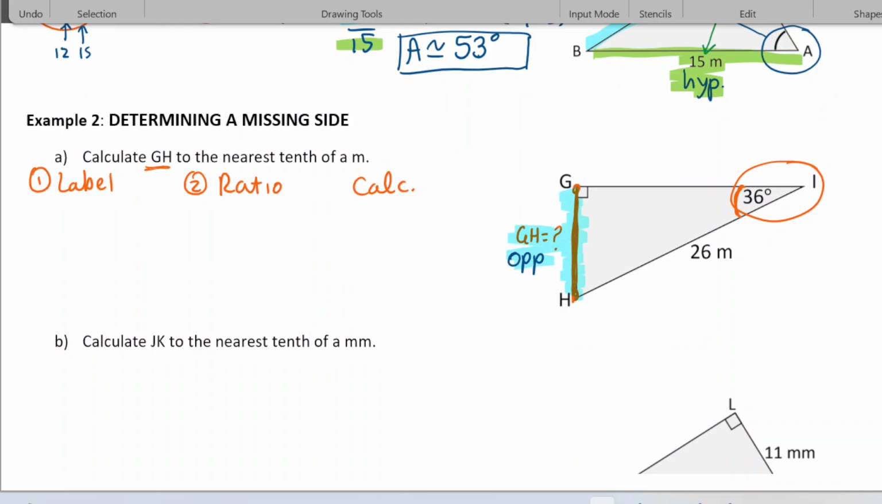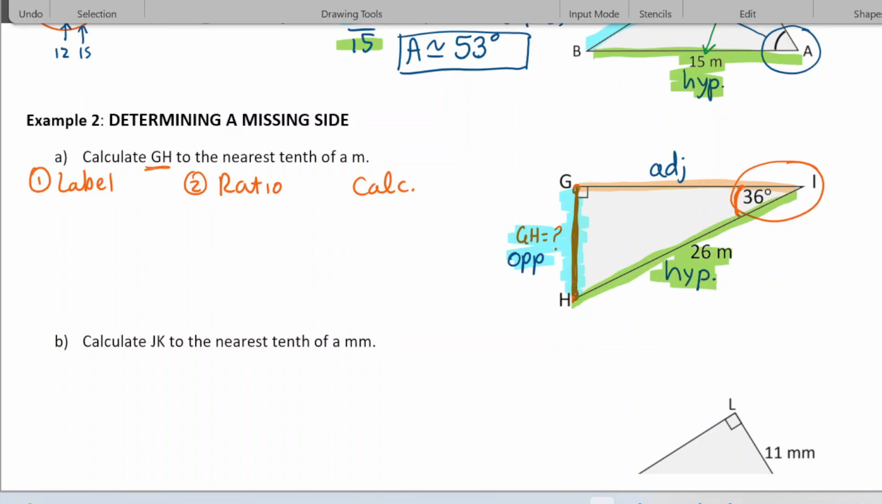I don't have the adjacent in this question, and I don't want to find it either. So the adjacent is really no good for me here. The hypotenuse is the longest side. I do have that length, so we're going to be taking advantage of that.